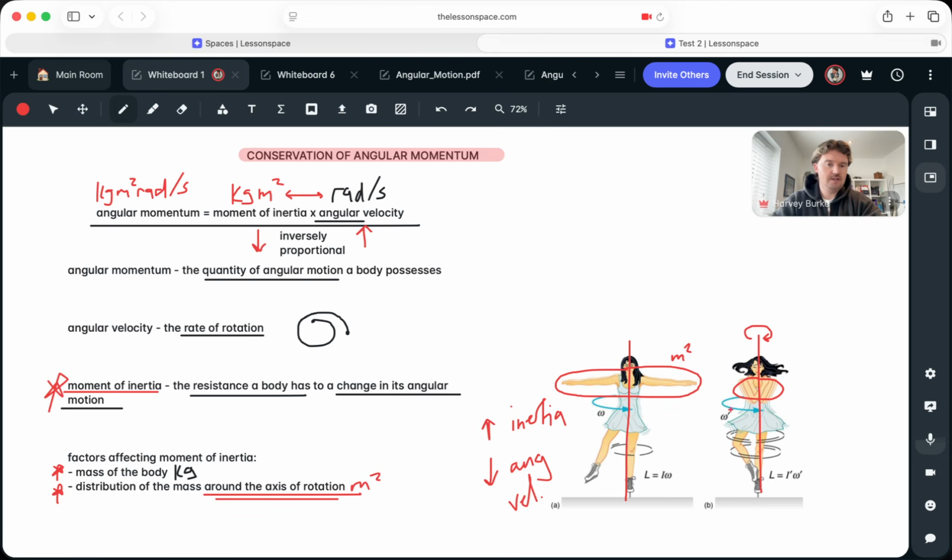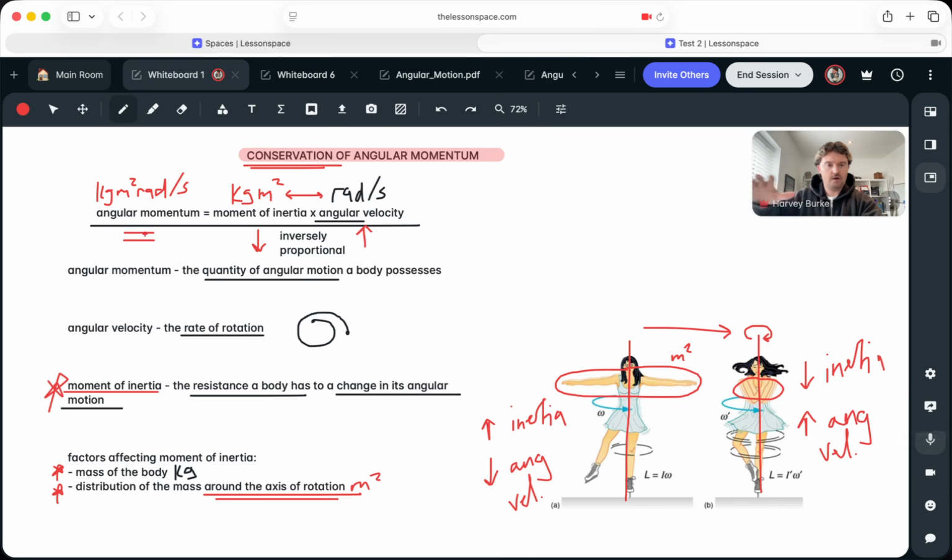their angular velocity. Whereas in this scenario, when they've distributed their mass closer to the axis of rotation, this will lower their moment of inertia. So now in this scenario, they are less resistant to spin, and that allows them to then spin quicker. So their angular velocity goes up in this scenario here. Now, in between those 2 points, we would say that the angular momentum has remained the same. It's conserved. And that's where the name of this topic comes from, the conservation of angular momentum.